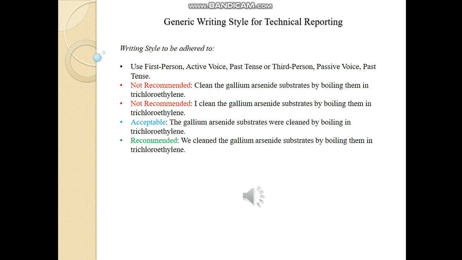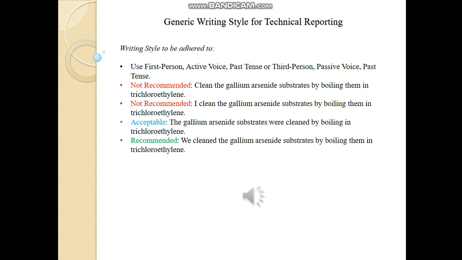And if you write it like this, "I clean the gallium arsenide substrates by boiling them in trichloroethylene," it means that you are actually dictating to the reader that you have done everything, and it looks bad.